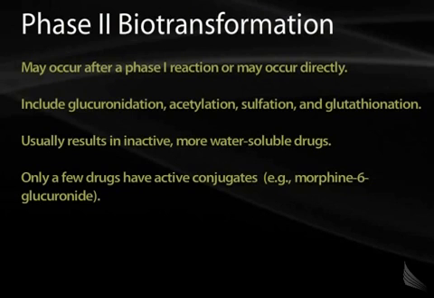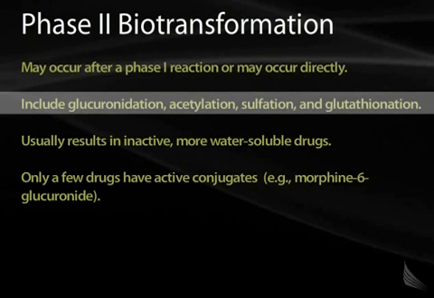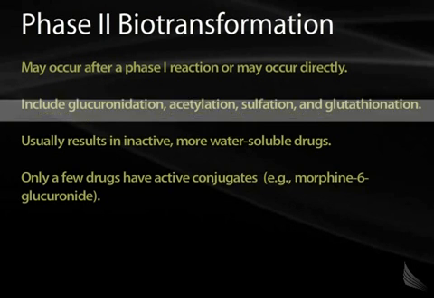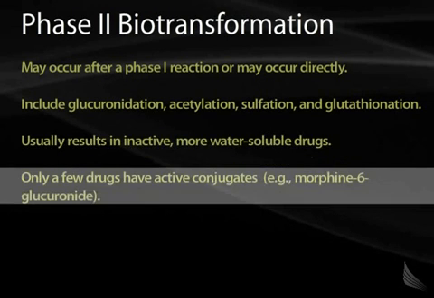Phase 2 biotransformation refers to the processes that may occur after a phase 1 reaction or may occur directly. And they include transformation of the molecule into a conjugate. And this may include glucuronidation, acetylation, sulfation, or glutathionation. In general, phase 2 biotransformation inactivates drugs. There are very few drugs that have active conjugates. One example would be morphine, in which the 6-glucuronide conjugate of morphine is active in pain control.